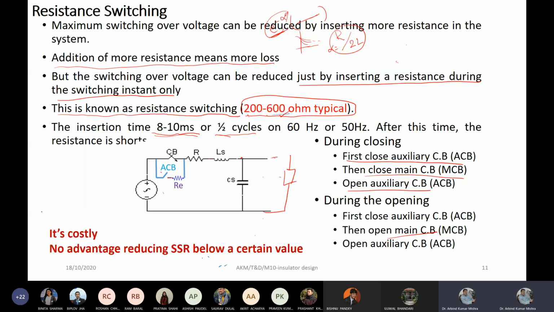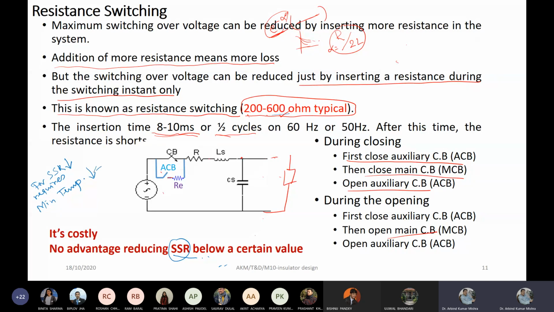The insulation will be dominated by the temporary over voltage. You reduce the switching surge voltage, but the insulation will still be dominated by temporary over voltage. So once the switching over voltage is reduced, we should also reduce the temporary over voltage. For SSR or switching over voltage to be lower requires that the temporary over voltage should also be lower.